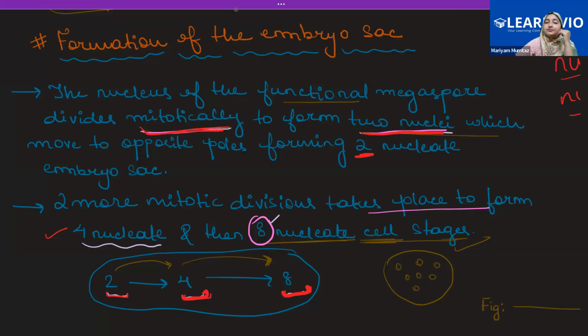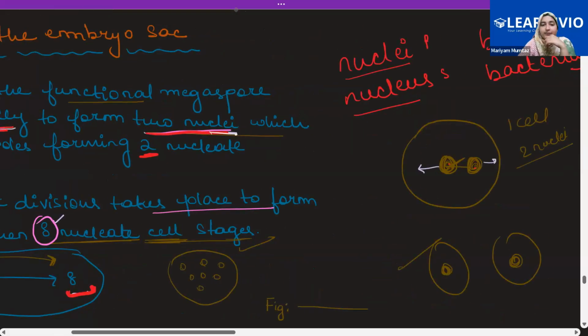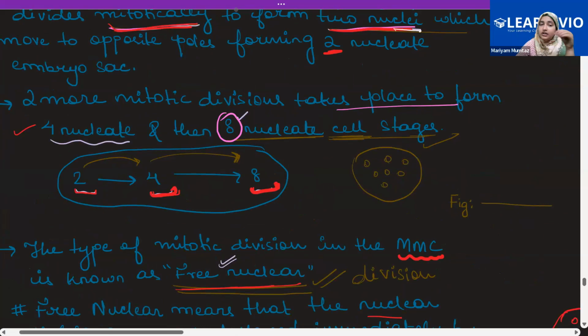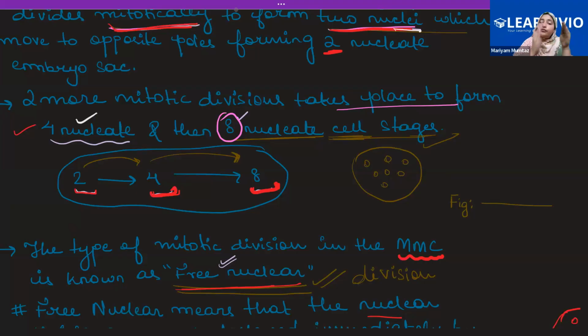Very good. So the megaspore will start dividing mitotically, meaning the number of cells will increase, and nothing will happen to the chromosome number. From one cell, they form 2 nuclei that go to the opposite poles, so the embryo sac becomes 2 nucleate. Then 2 more mitotic divisions happen, leading to 4 nucleate and then 8 nucleate. So 2, 4, 8. Now a total of 8 nuclei are formed in the embryo sac.